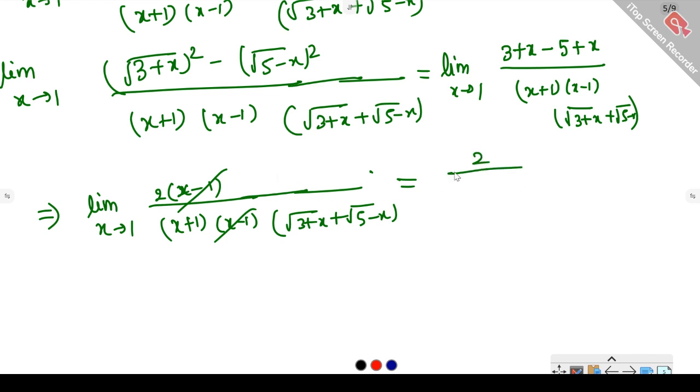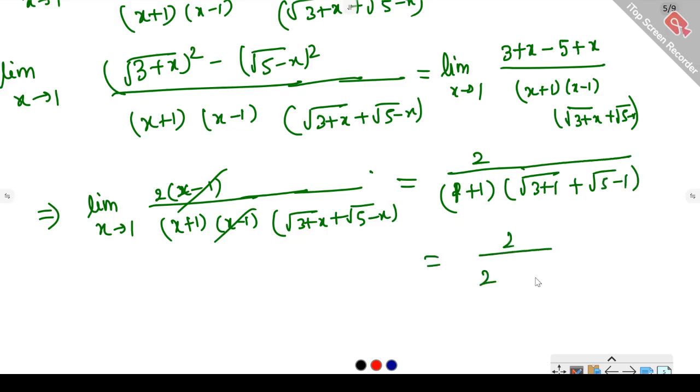Now we can put x equal to 1 in the limit. So this is 1 plus 1, and this is under root 3 plus 1 plus under root 5 minus 1. So this is 2 over 2 times under root 4 plus under root 4. So 2 gets cancelled, and this is 2 plus 2, and this is 1 over 4, the answer.